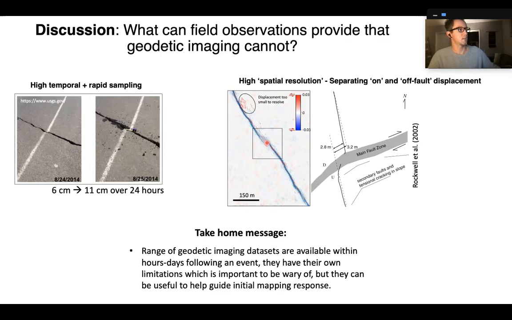And so the take-home message here, I hope you get from this presentation, is that there's a range of different geodetic imaging data sets and products that are available within hours to days following an event. They each have their own limitations, which is important to be wary of when you're using them in the field, but they can be useful to help guide your initial mapping response.